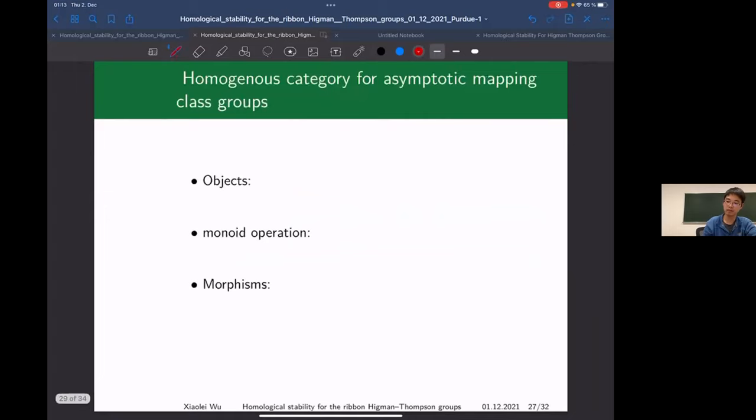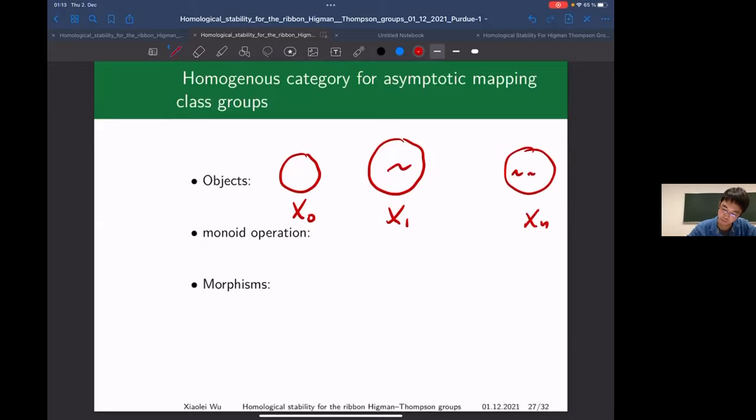So now I finally come to the homogeneous category for the asymptotic mapping class group. So the objects: I call X0 just a disk, and then X1 is this disk minus Cantor set equipped with a rigid structure. And Xn is a disk with n holes, n copies of holes removed, and you attach to this a disk minus Cantor set with rigid structure.